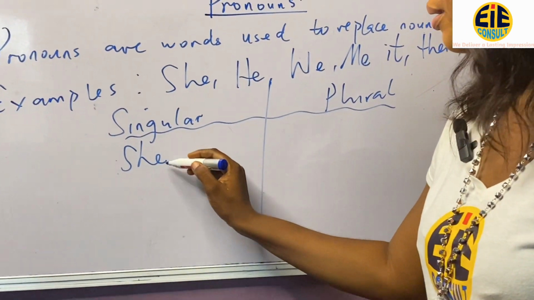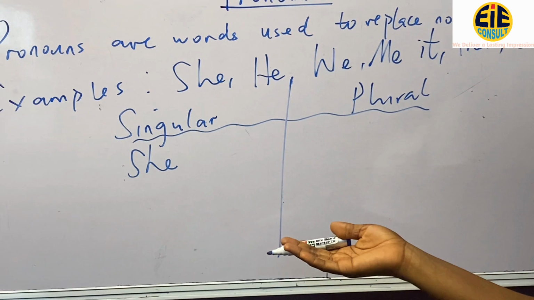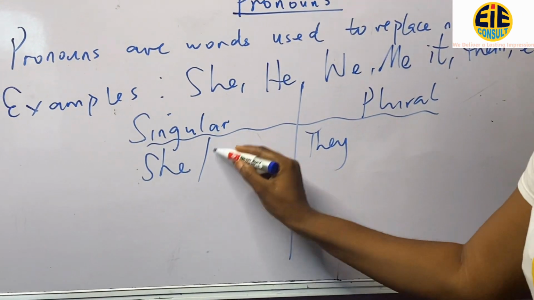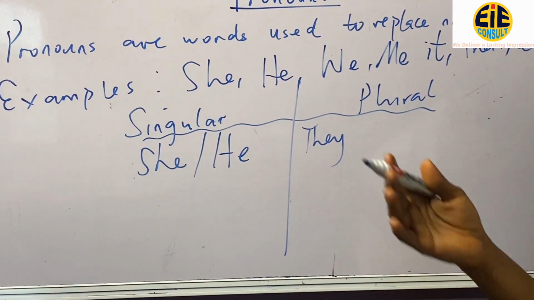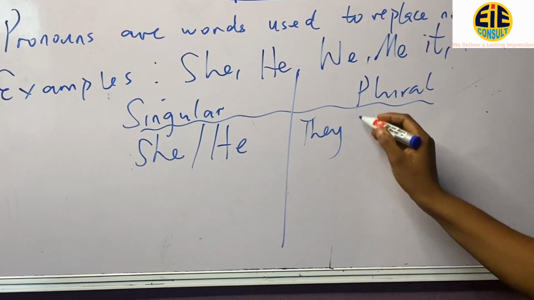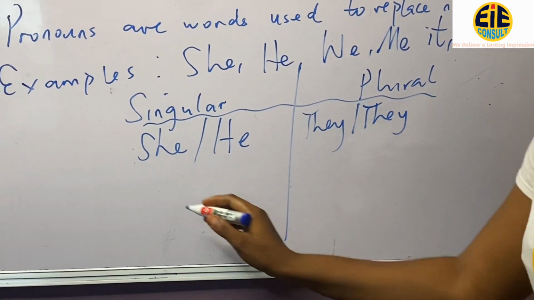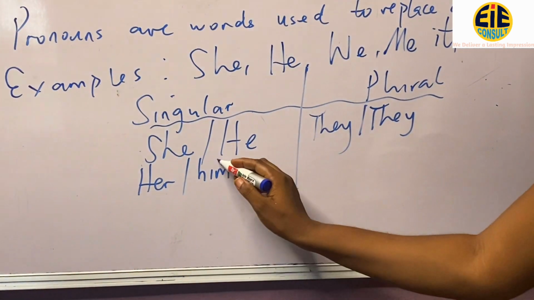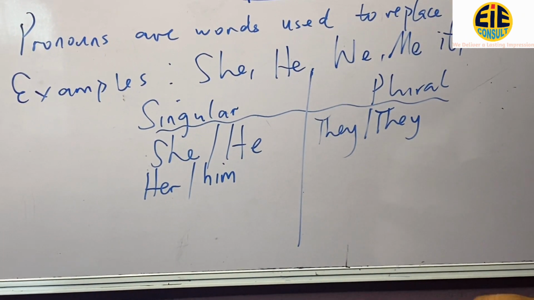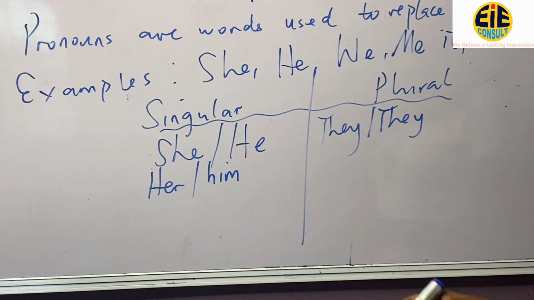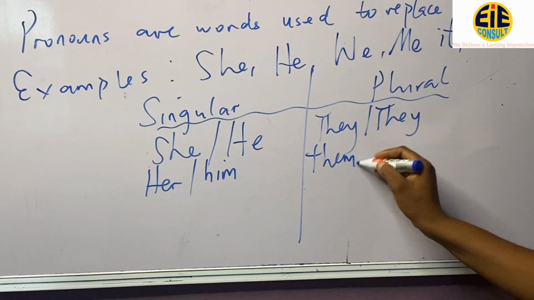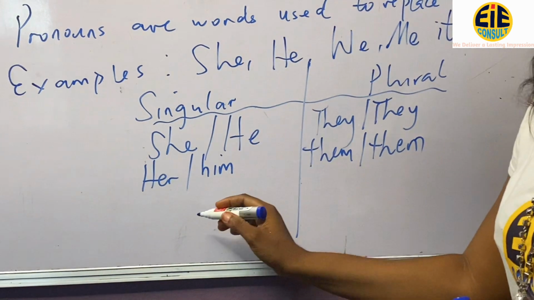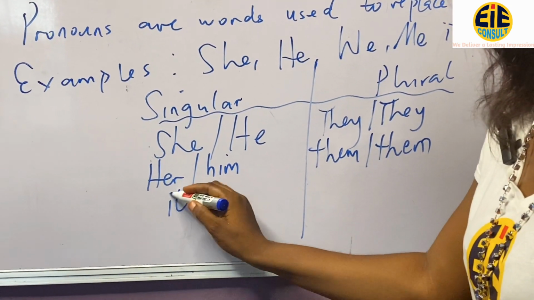Now, she typically replaces a female, and the plural of she is they. He represents a male in a sentence, and the plural is also what? They. Now we have her and we have him. Her and him replace females and males in sentences, and the plurals of both words are the same, which is them. We also have it.